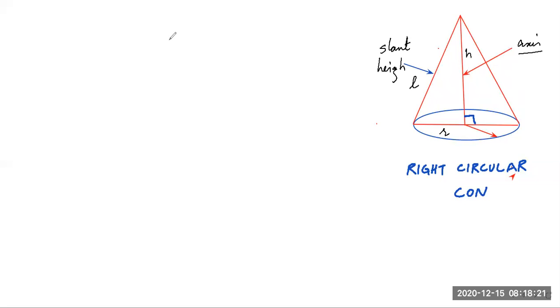So there's a relation by Pythagoras theorem. L would be equal to the square root of h square plus r square. If they simply say height of the cone, this is h, unless they mention it is slant height. So you can find L from this, or if L and R are given, you can find h from this formula.